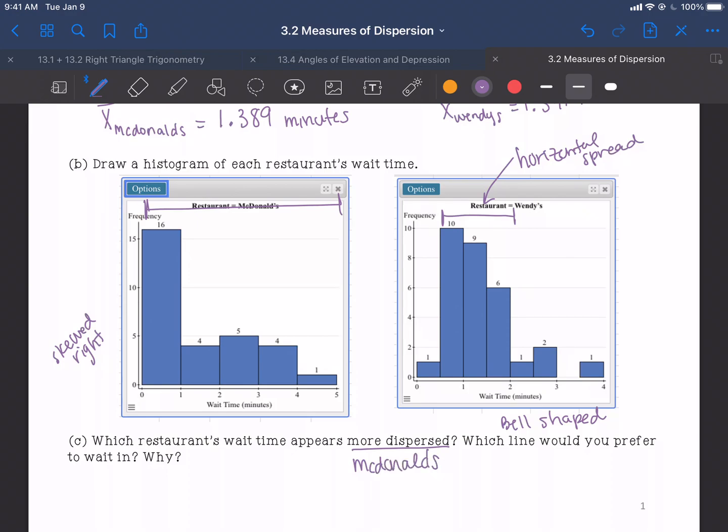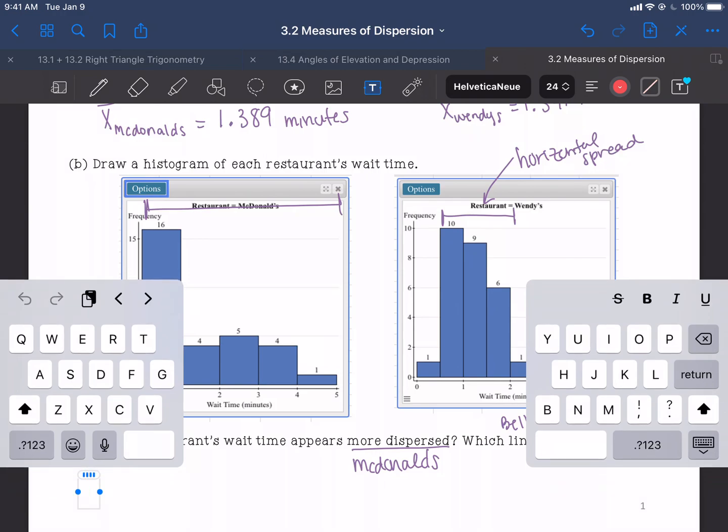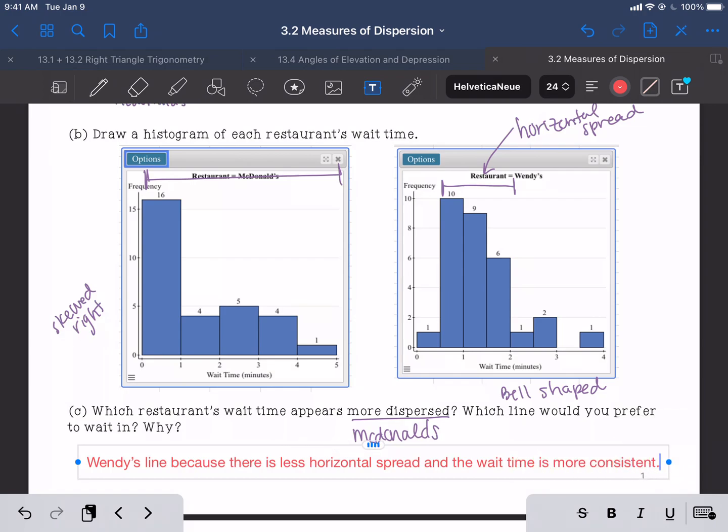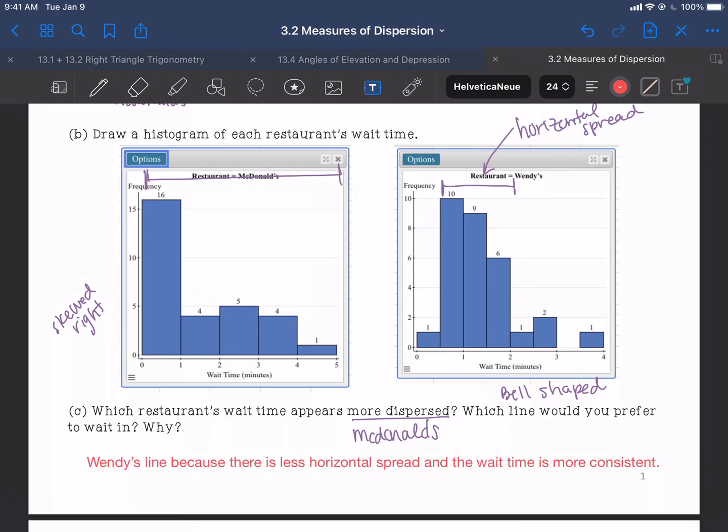Which line would you prefer to wait in, and why? We would prefer to wait in Wendy's line because there is less horizontal spread and the wait time is more consistent. Because there's less horizontal spread, that means you have more consistency in the wait line. So if you're choosing Wendy's, you're more likely to wait among that smaller amount of time, whereas at McDonald's, you don't have as high a chance of being there for the smaller amount of time.